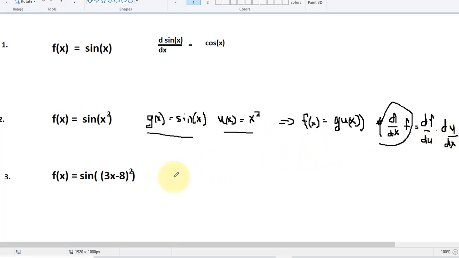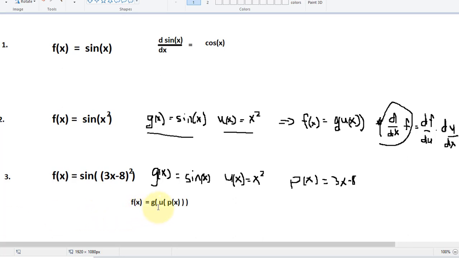Now here, we have an outer function, then we have a squaring function, then we have another function inside that. So let me rewrite this. Let's say this g is the sine function, that's the outermost function. u is the squaring function, which is here. And then we'll give another function p, which is 3x minus 8, and that's the inner function. The third function is here. So we can say that f of x is g of u of p.